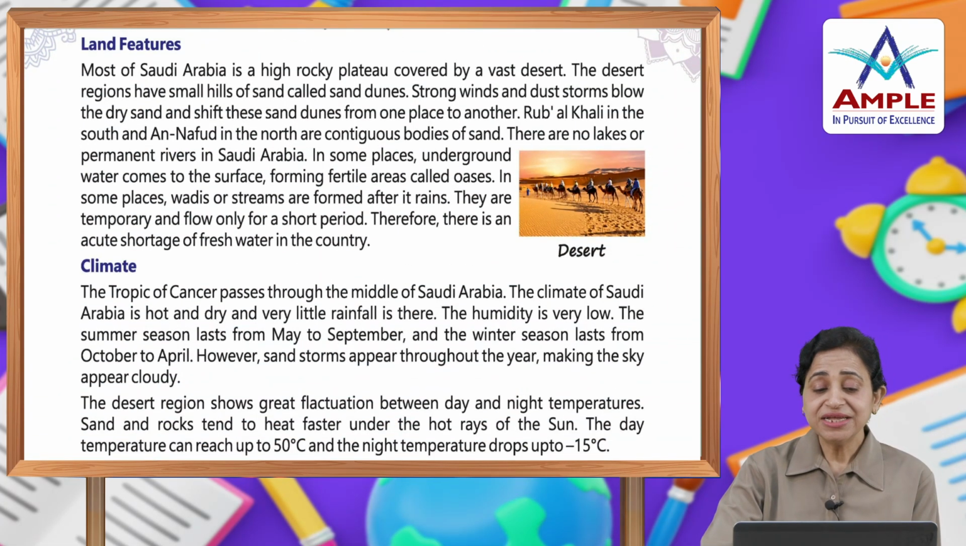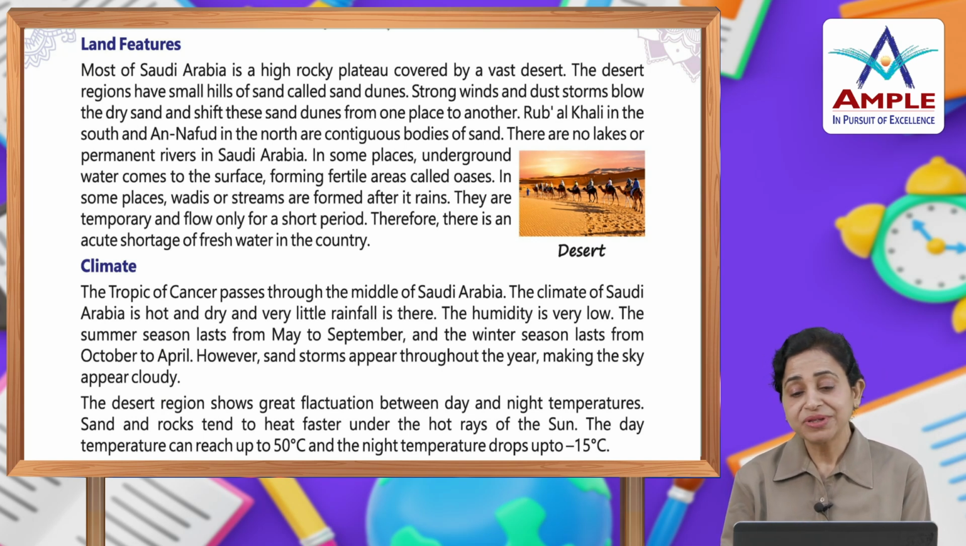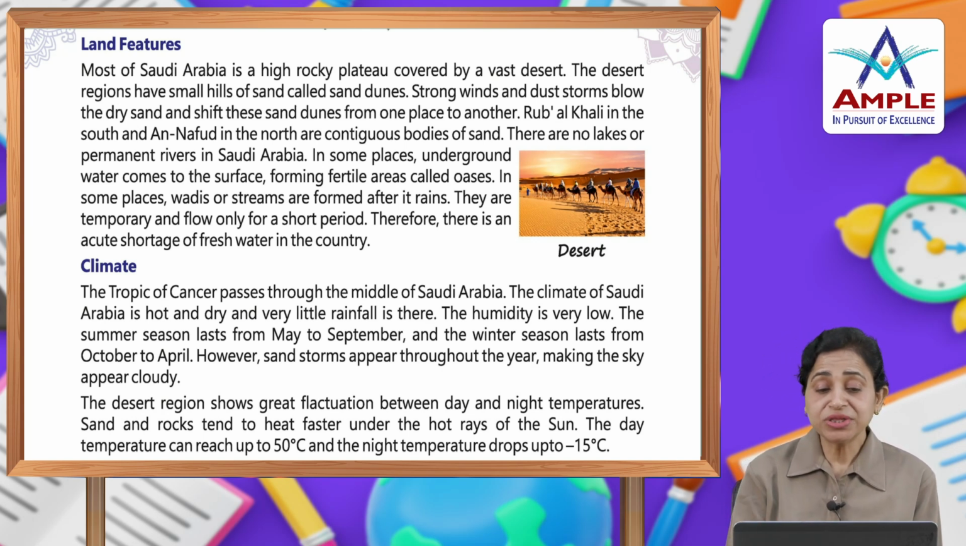Land features देखते हैं. Most of the Saudi Arabia is a high rocky plateau covered by a vast desert. The desert regions have small hills of sand called sand dunes. Strong winds and dust storms blow and dry sand and shift these sand dunes from one place to another place. Rub' al Khali in the south and An-Nafud in the north are contiguous bodies of sand.